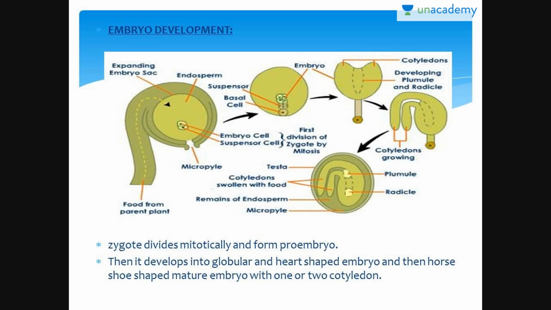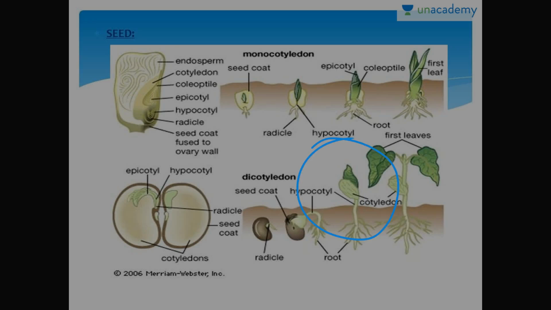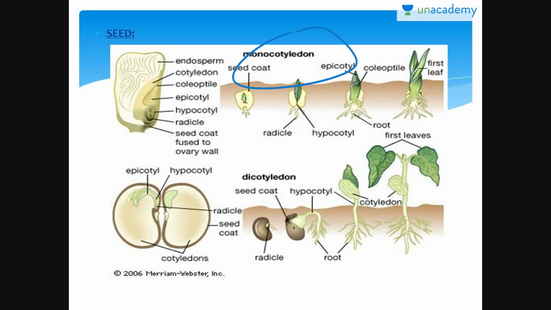So the embryo development. The expanding embryo sac, if you have a look here, food from the parent plant, the micropyle, the basal cell transfers to the cotyledon, then the cotyledon starts growing. The zygote divides mitotically and forms the proembryo, then it develops into globular and heart-shaped embryo, then horseshoe-shaped, and then matures into one or two cotyledons. The seed is monocotyledon or dicotyledon.